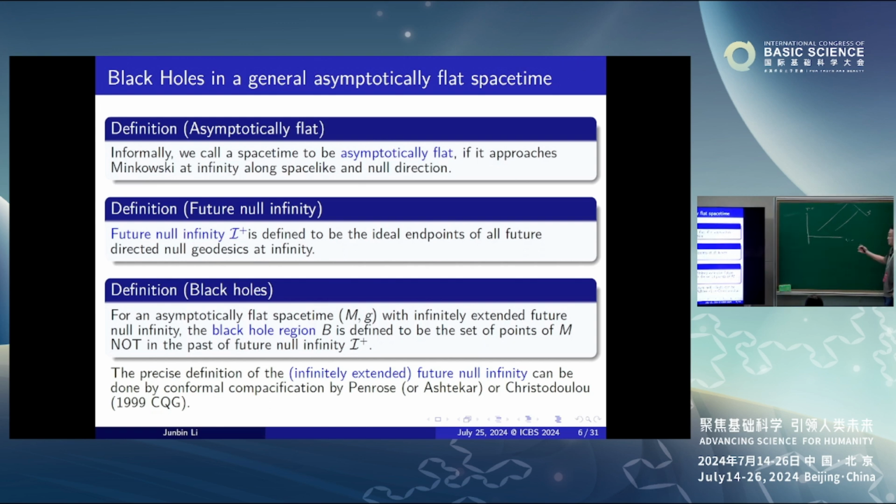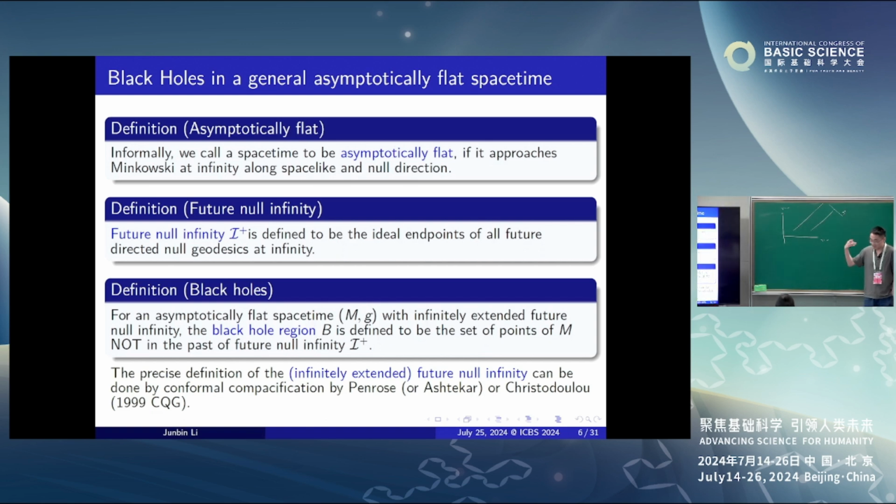Future null infinity in physical terms just means a place where we observe some phenomena far out in the universe. So black means that no light can escape to reach the future null infinity, and we are sitting at the future null infinity, so we cannot see the light coming from inside the black hole. So this is the definition of black hole.